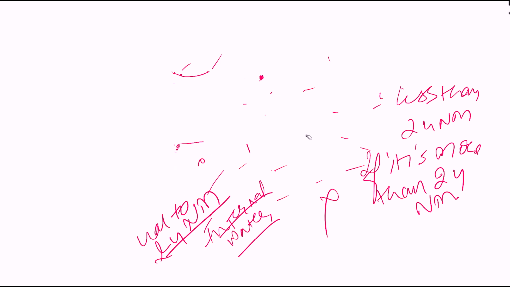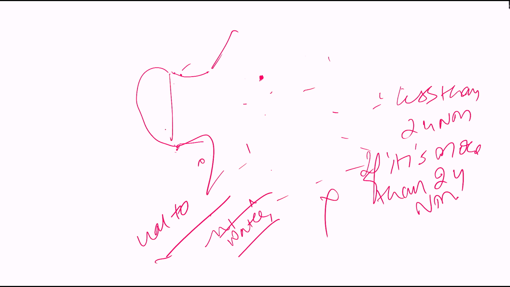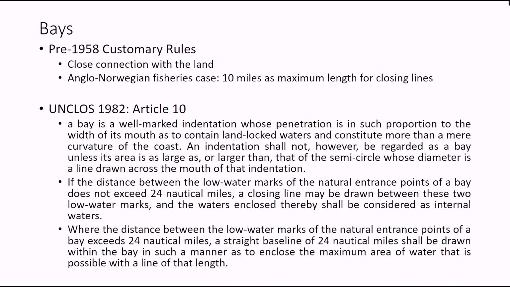So, as far as bays are concerned, there are two requirements. One is that the diameter has to be taken care of, then the 24 nautical mile requirement has to be taken care of. Once these are taken care of, we can say that it qualifies to be a bay. But if any of these requirements are not fulfilled as per Article 10 of the United Nations Convention on Law of the Sea, then it will not qualify to be a bay.